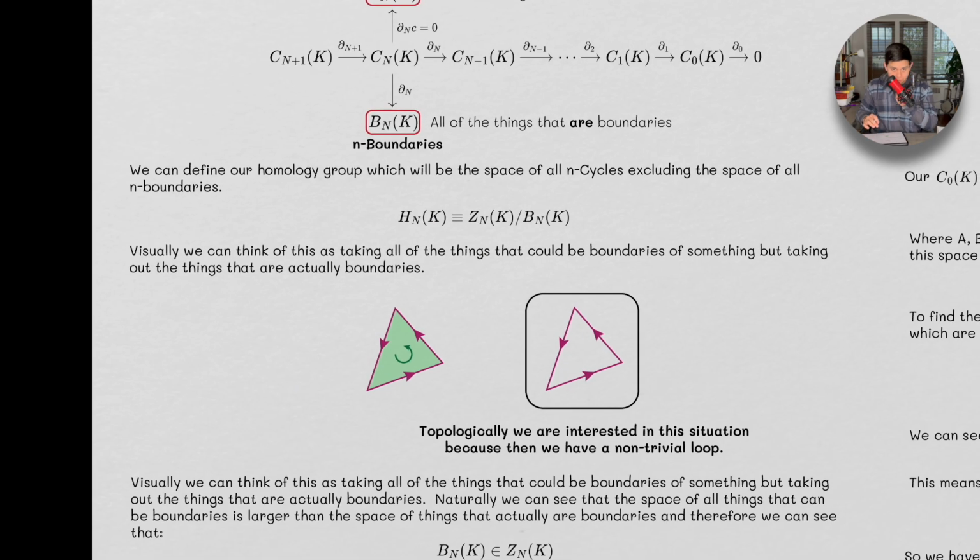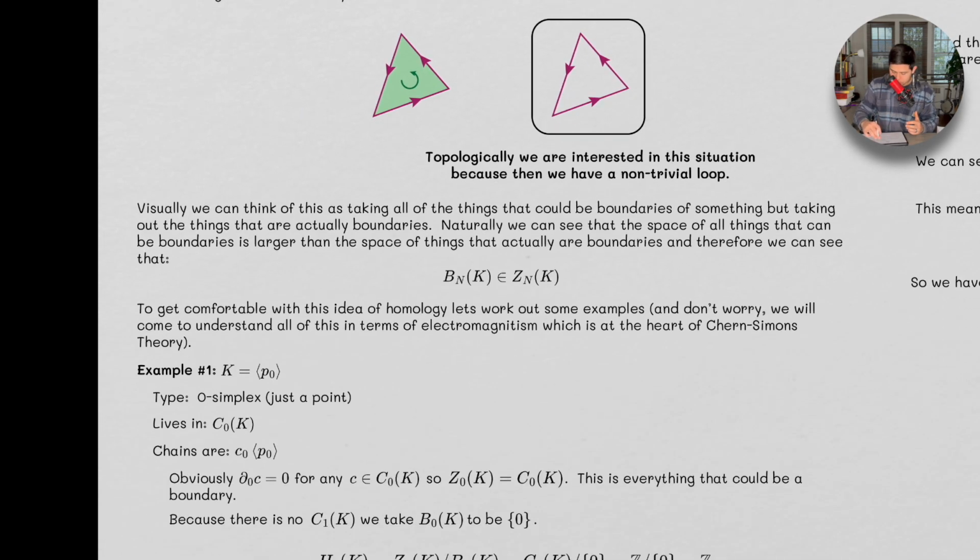Now, we're going to go through some examples. But one thing we also want to make sure is that visually we can think of this as taking all of the things that could be boundaries out of something, but taking out the things that actually are boundaries. Naturally, we can see that the space of all things that can be boundaries is larger than the space of all things that actually are boundaries, and therefore we can say that all the things that could be boundaries is a larger space and incorporates all the things that actually are indeed themselves boundaries.